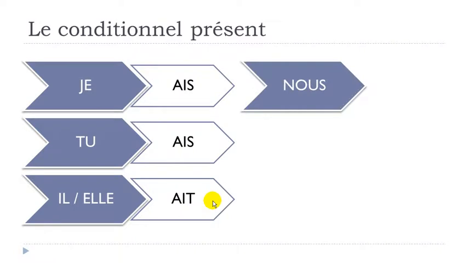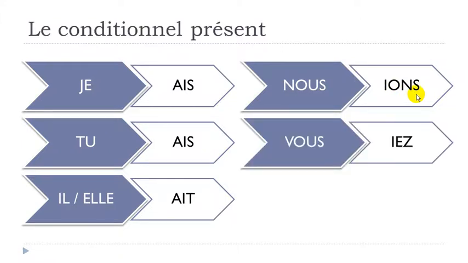So now let's see nous, and nous goes like I-O-N-S, okay? And it should be pronounced ion. Remember, final S is not pronounced. Ion, okay? Then for vous, it goes like I-E-Z, and it goes like ye, okay? Remember when you get this I before, it goes like ye, okay? Ye. So that's the reason why we had this ion here, and then ye.